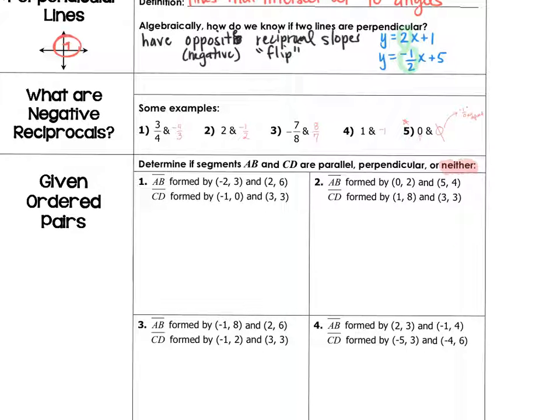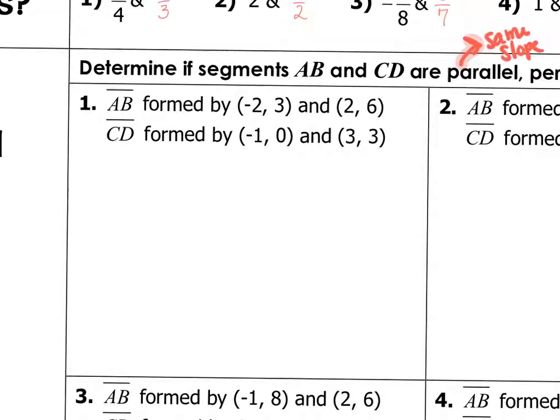So just remember that parallel means same slope, so the lines have the same slope. Perpendicular, the slopes are opposite reciprocals, and neither means it wasn't parallel nor perpendicular. It's just lines that cross. All right, so we have a line segment, and this is how you read this. Line segment AB is formed by these 2 points, and line segment CD is formed by these 2 points.